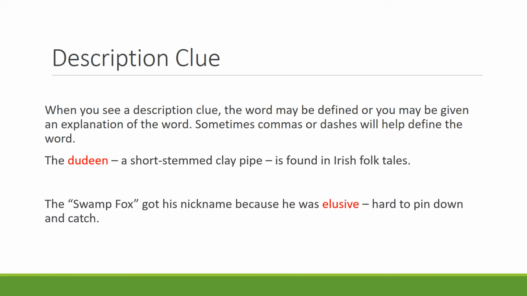Here's another example. The swamp fox got his nickname because he was elusive. This is the word we need to define. Hard to pin down and catch. We can see also from these dashes here that elusive must mean hard to pin down and catch.